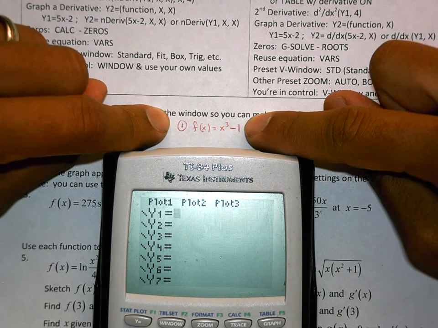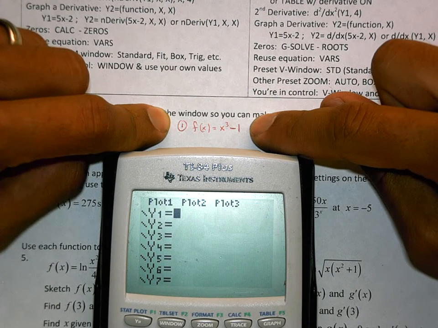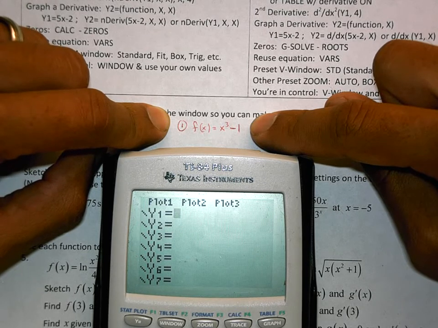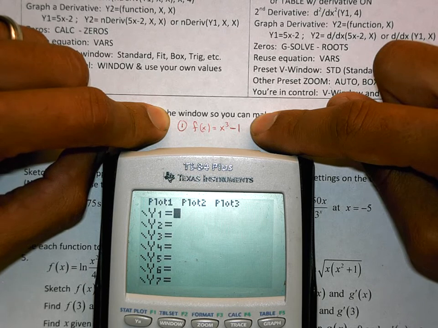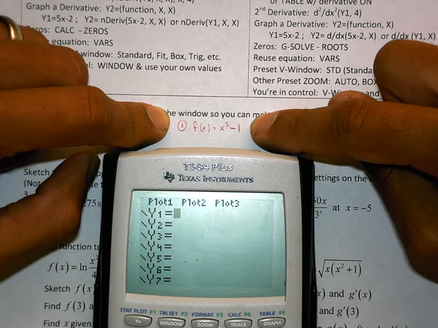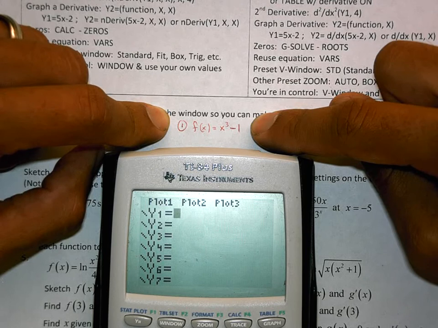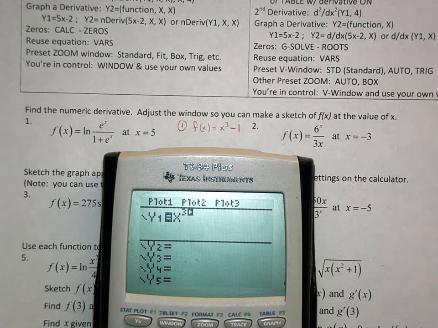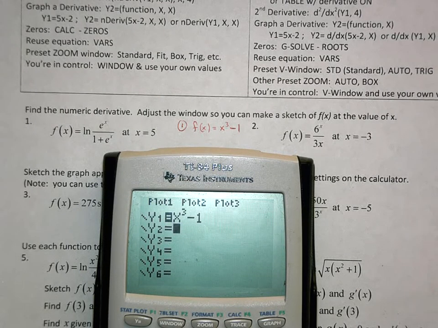The first thing I'm going to do is this equation that's up here that I handwrote. I have f of x is equal to x to the third minus 1. That's going to be my equation. I'm going to start off with this equation because I know what its derivative is. I can figure that out manually. I can do that by hand. So I'm going to type in x to the third minus 1 for my y1.